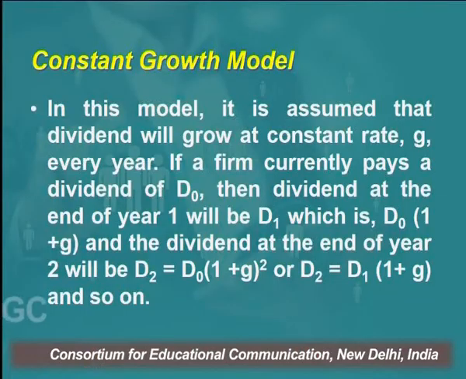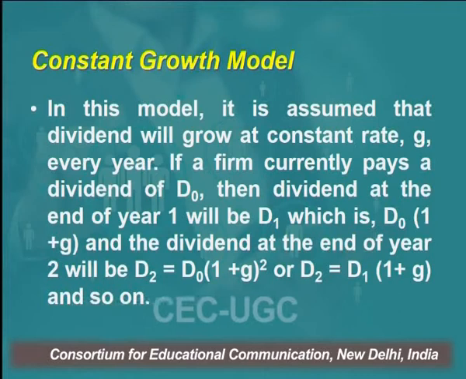The other is the constant growth model. In this model, it is assumed that dividend will grow at a constant rate, year after year. If a firm currently pays a dividend of rupees D0, then the dividend after 1 year will be D1, which is D0, the dividend in the current period, multiplied by 1 plus g. g is the growth rate at which the dividend will grow.